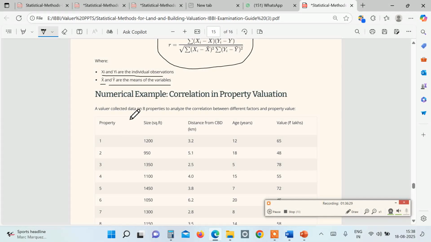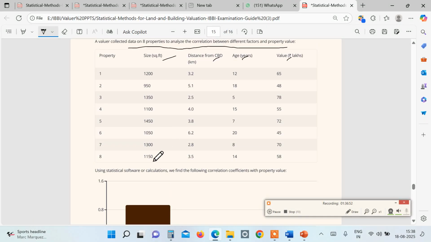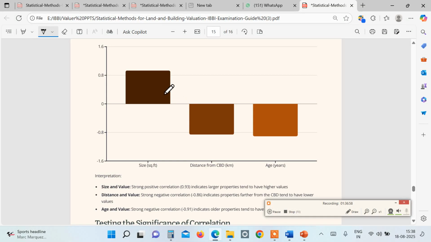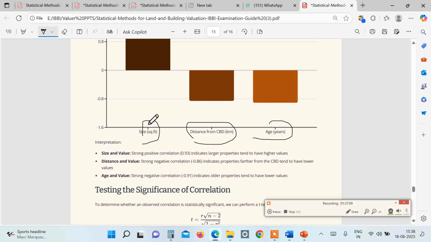An evaluator has collected data of 8 properties and analyzed the correlation between different factors of the property values. We have taken size, distance from the central business district, age of the building in years, and values. We collected the data of the 8 properties like this, and by using software you can calculate the correlation between size, distance from the central business district and age in years, and you can draw a graph to represent the values.